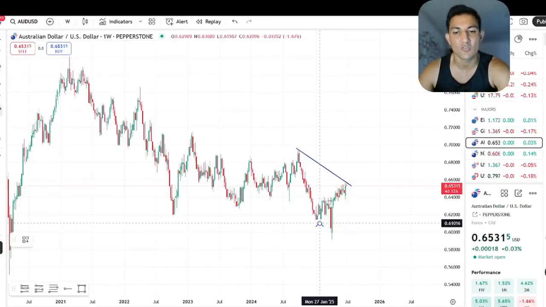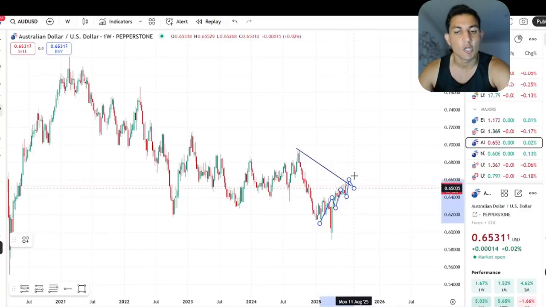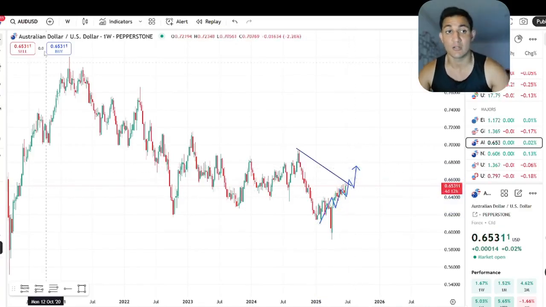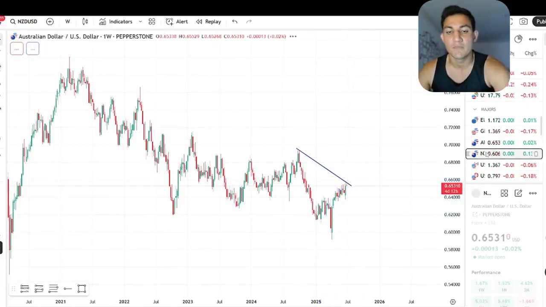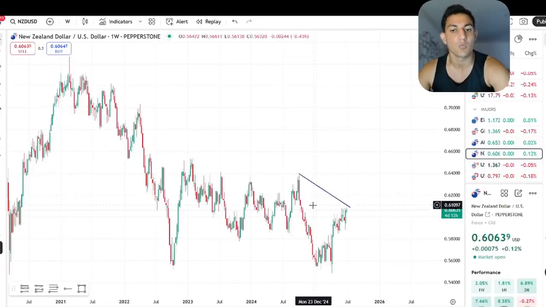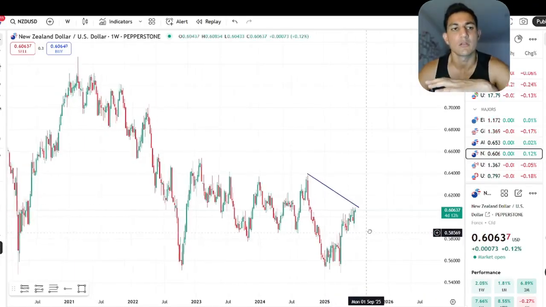This is why we get this slow, lethargic, choppy bit of price moving up, right? That's why we get that, because the Australian dollar itself is bearish, but the US dollar is even more bearish, so it slowly drags up. Same thing with NZD USD, right? That's why price is slowly moving up. And we'll talk more about this when we get onto the lower time frames.